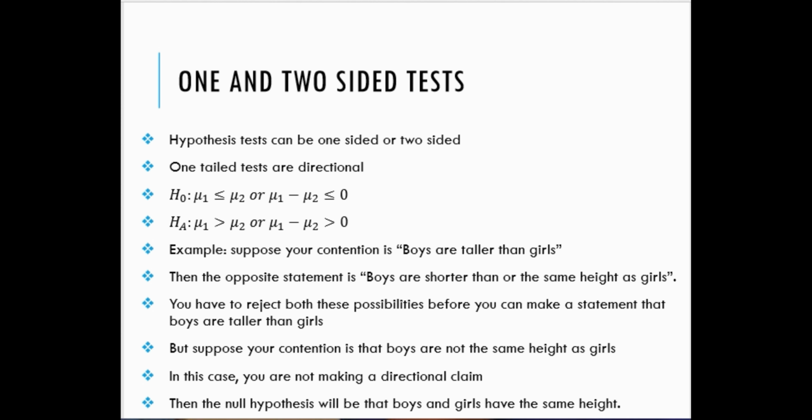But suppose you are not making a directional claim, then the null hypothesis will be that the boys and girls have the same height, and then you will have a two-sided test.